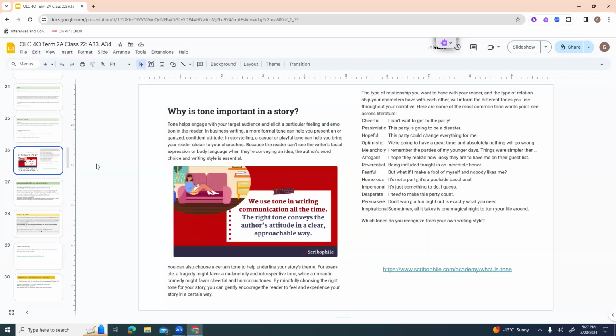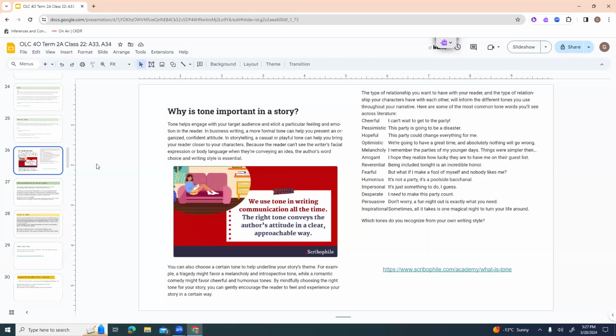Tone can help engage your target audience and elicit a particular feeling and emotion in the reader. In business writing, a more formal tone can help you present an organized, confident attitude. In storytelling, a casual or playful tone can help bring your reader closer to your characters. Because the reader can't see the writer's facial expression or body language when they're conveying an idea, the author's word choice and writing style is essential.